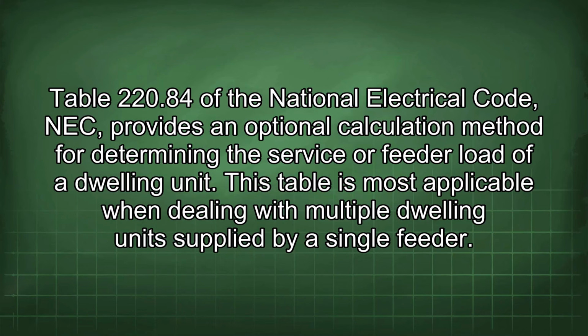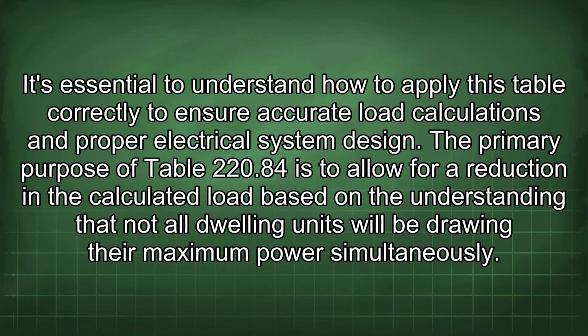Table 220.84 of the National Electrical Code (NEC) provides an optional calculation method for determining the service or feeder load of a dwelling unit. This table is most applicable when dealing with multiple dwelling units supplied by a single feeder. It's essential to understand how to apply this table correctly to ensure accurate load calculations and proper electrical system design.